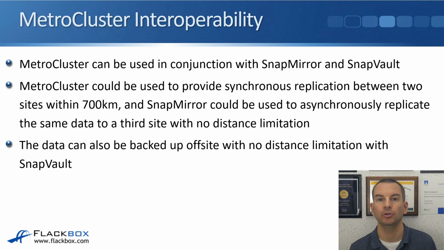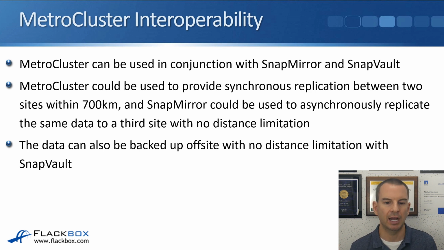Okay, last thing to tell you about MetroCluster. MetroCluster can be used in conjunction with SnapMirror and SnapVault. They're not mutually exclusive with each other. So you could use MetroCluster to provide synchronous replication between two sites up to a distance of 700 kilometers, depending on the configuration you use. And you could also use SnapMirror to asynchronously replicate the same data to a third site with no distance limitation. So this would be if you were worried about losing a particular country, for example.